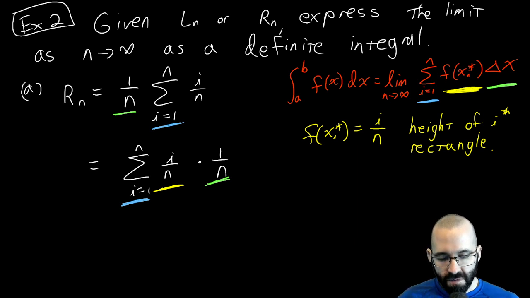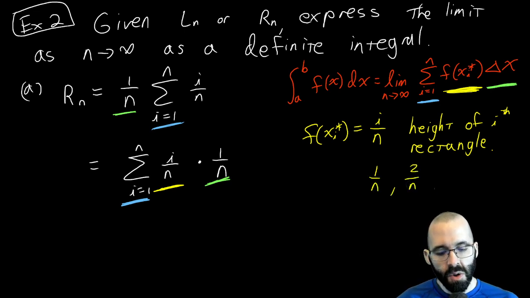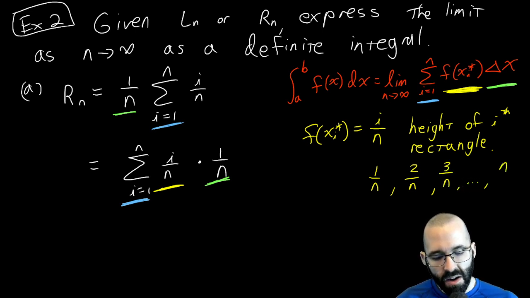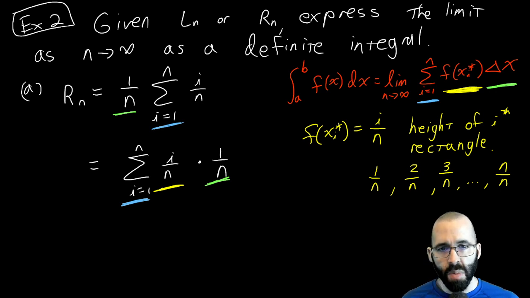All right. So the first rectangle, right? Let's just list some of these out. This is true for any i between 1 and n. The first one is going to have height 1 over n. And the second one is going to have height 2 over n. The third one's going to have height 3 over n. And the last one is going to have a height n over n, which is 1.